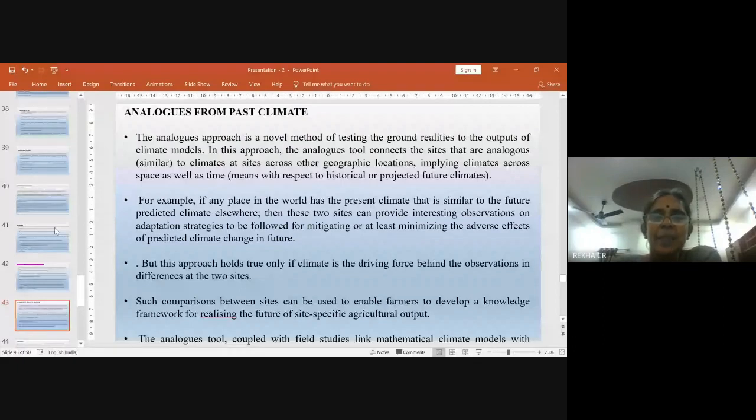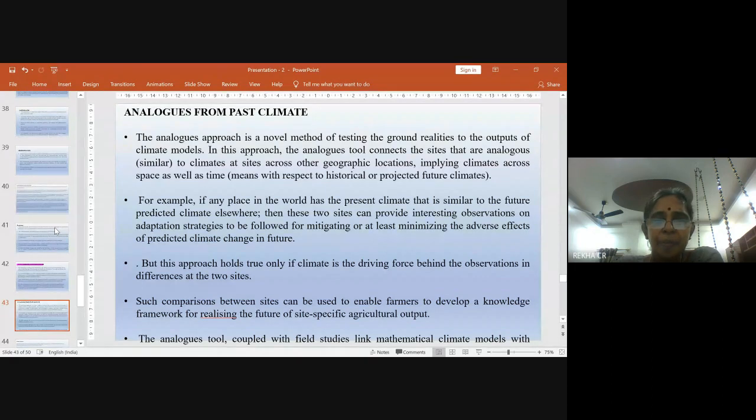For example, a very simple example: if any place in the world has a present climate that is similar to the future predicted climate elsewhere, then these two sites can provide interesting observations on adaptation strategies to be followed for minimizing the adverse effect of predicted climate change in the future.